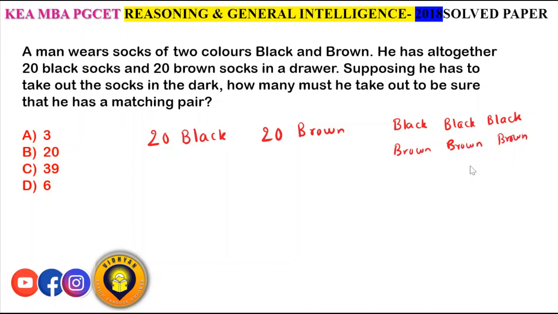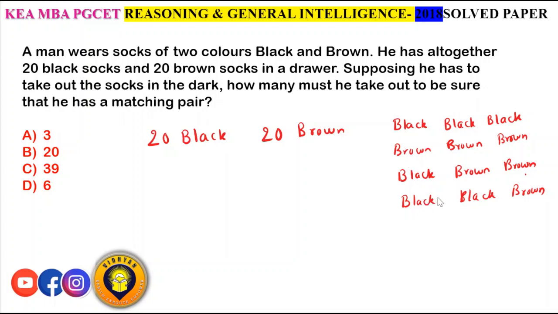On picking 3 socks, all 3 can be black, all 3 can be brown, or one sock can be black and the remaining 2 can be brown, but here also he is getting a matching pair, that is brown. Another possibility is 2 socks can be black and 1 sock can be brown. Even now he is getting a matching pair. So these are the 4 possibilities.